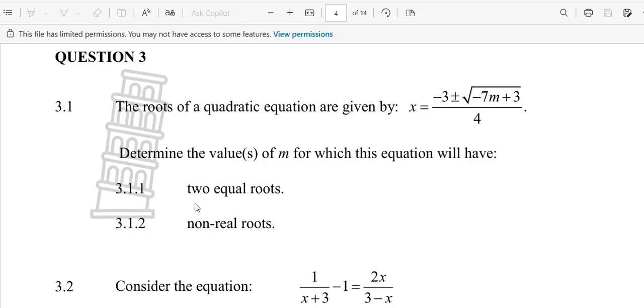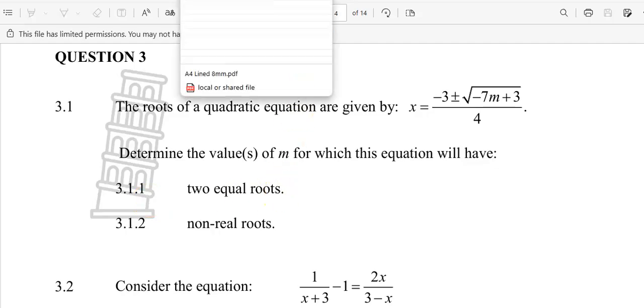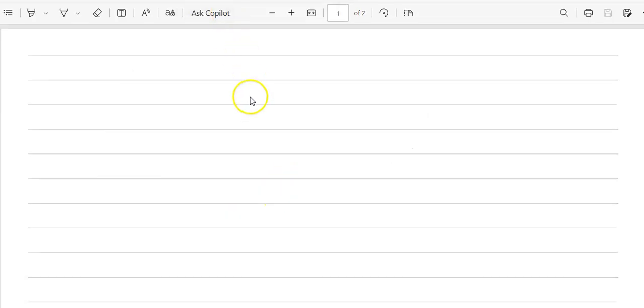They say the roots of a quadratic equation are given by x is equal to minus 3 plus or minus the root of 7m plus 3 over 4. So we need to answer these 2 questions. We need to determine the values of m for which this equation will have, for the first one, 2 equal roots. Let's start by rewriting the given.